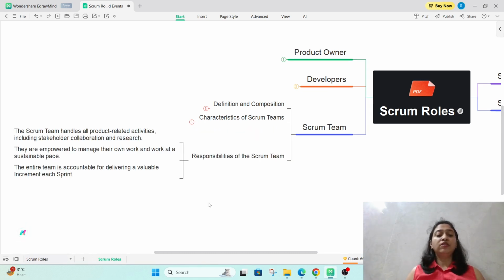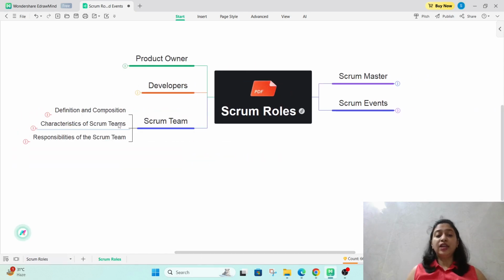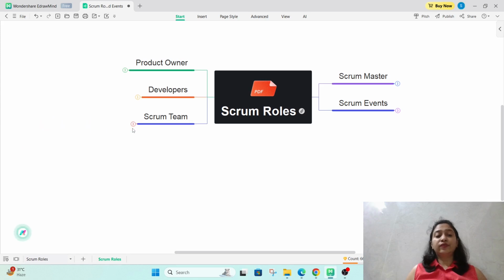The Scrum team handles all product related activities, including stakeholder collaboration and research as well. They are empowered to manage their own work and work at a sustainable pace. The entire team is accountable for delivering a valuable increment each sprint. Okay, these are the responsibilities.